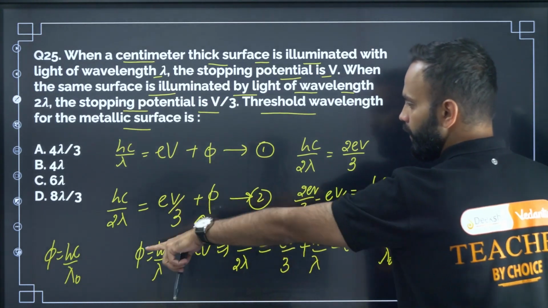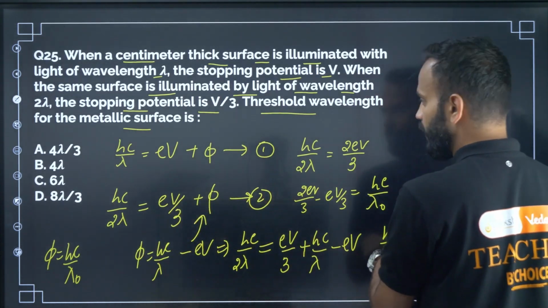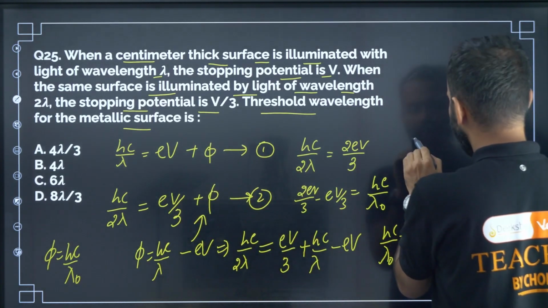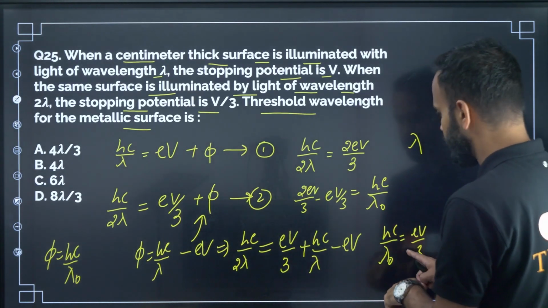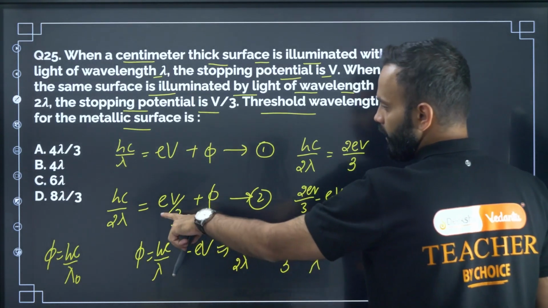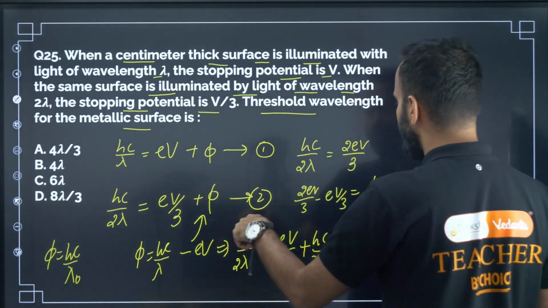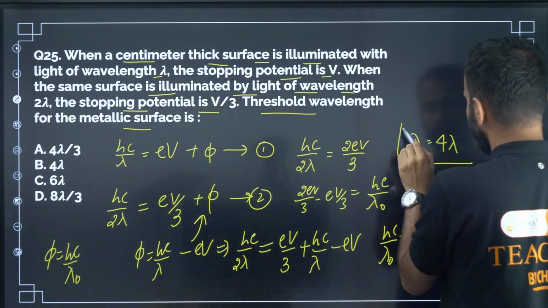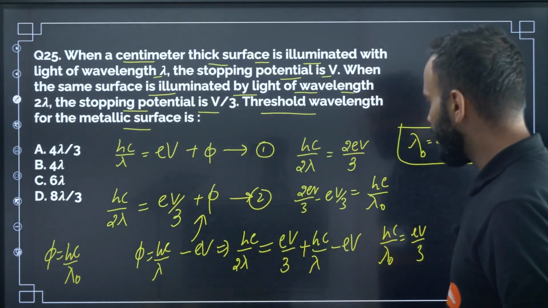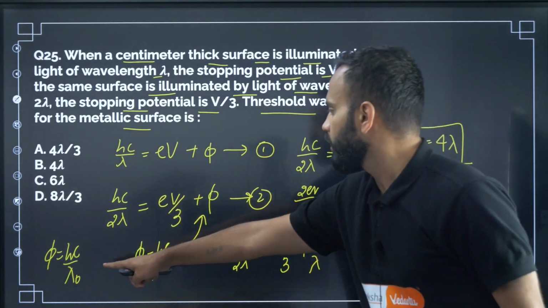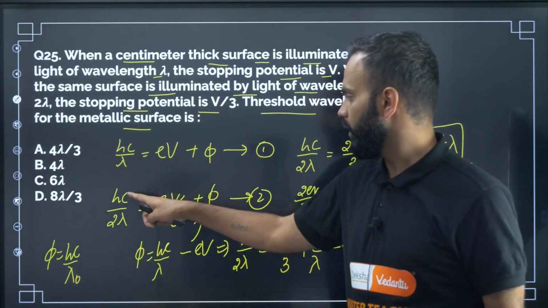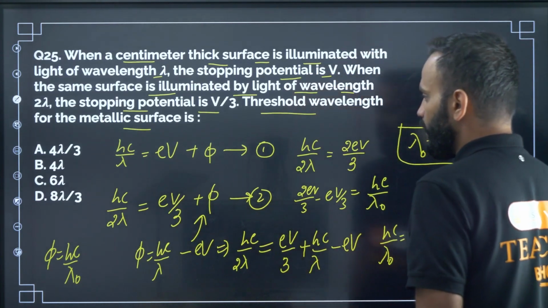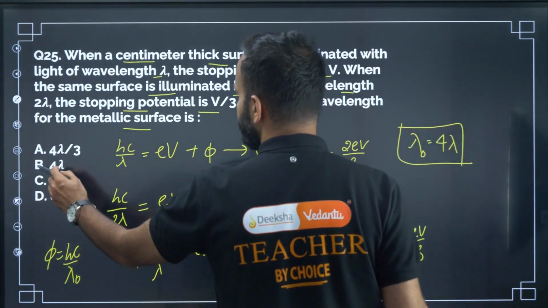Phi is Hc by lambda naught. Substitute Hc by lambda naught into the first equation or second equation, and then you will get lambda naught. Hc by lambda naught, which is equal to EV by 3, in the second equation. Then you will get lambda naught is equal to 4 lambda. Hc by 2 lambda equal to 2 Hc by lambda naught. So lambda naught equal to 4 lambda, right? So the correct option is B.